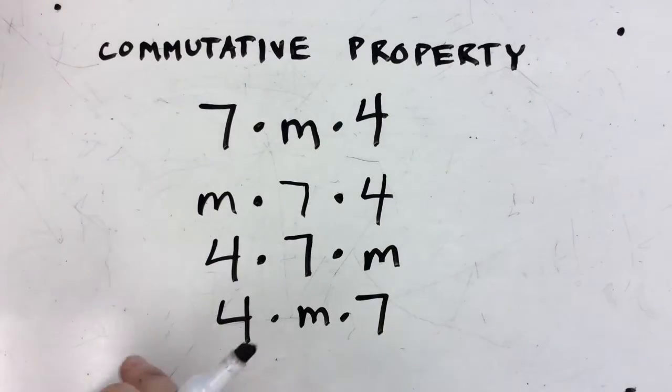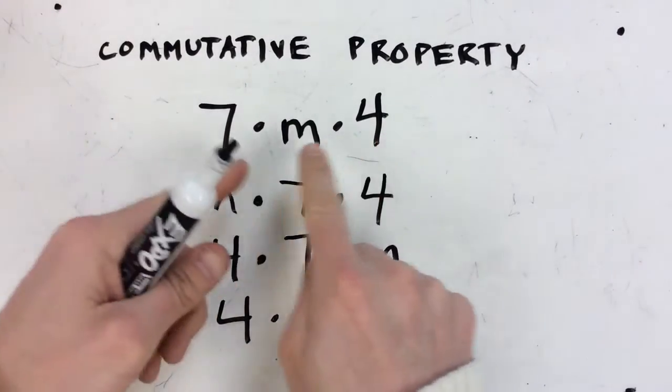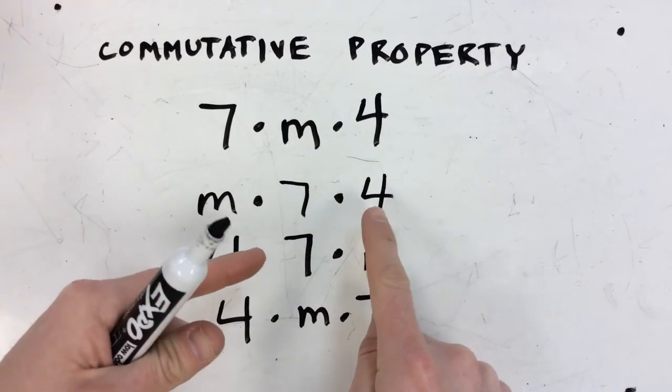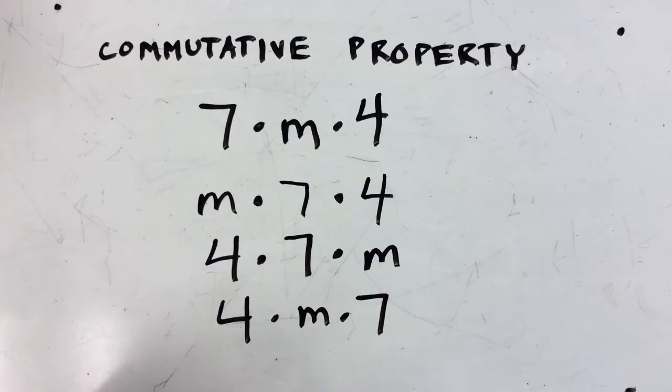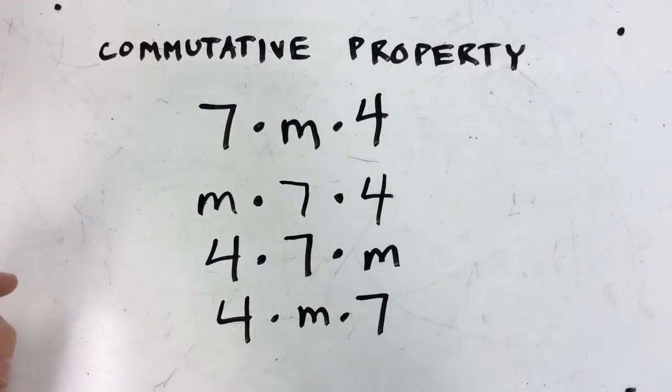So this is your second idea. Whenever you have something that's all multiplication, you can write those numbers in any order and get the exact same answer. In other words, all 4 of these are equivalent to each other.